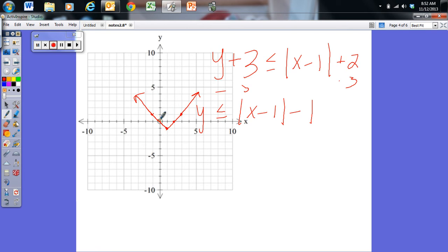Well, this time I can't use the point 0, 0 because the graph goes through the point 0, 0. I have to use a different point on the graph. Pick a point, any point. Again, I like this one. It's pretty. 5, 0. I'm going to plug in 0 for y.